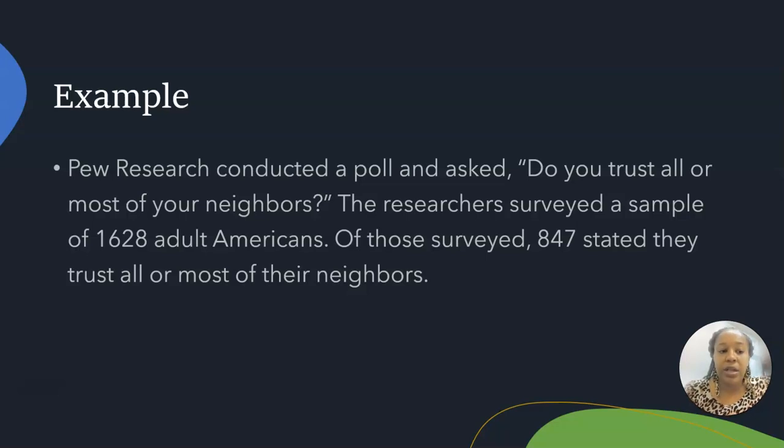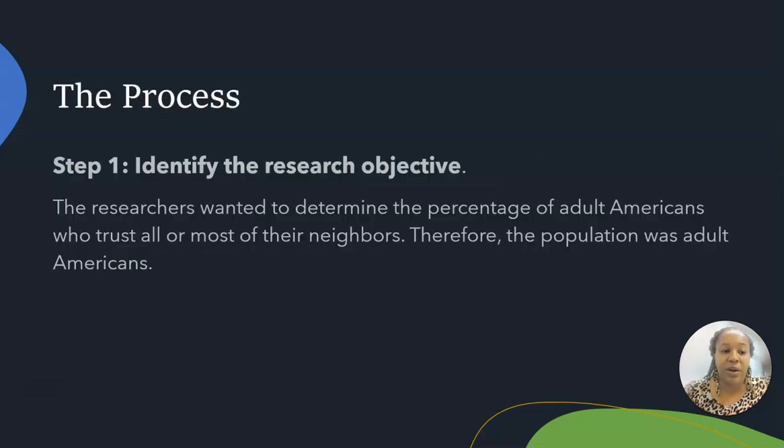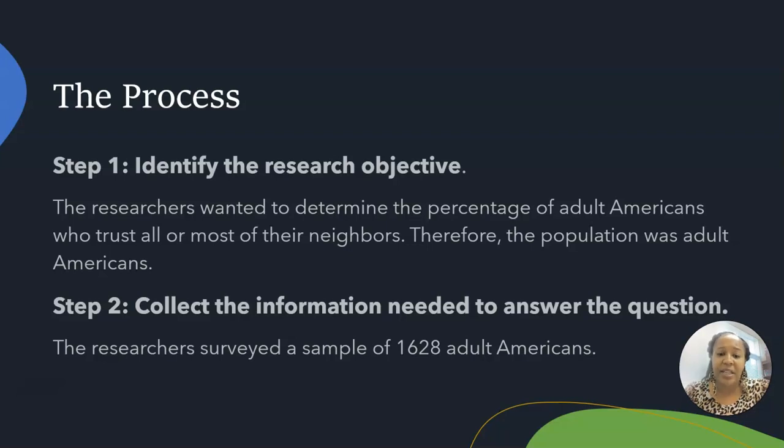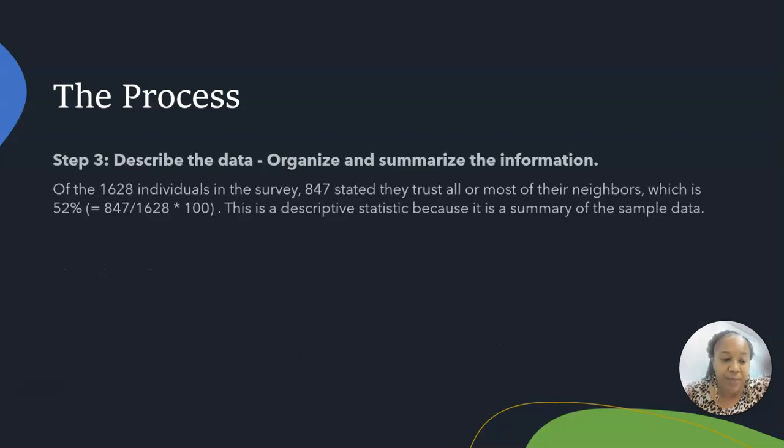All right. So this is the process. The first thing that they had to do was identify the research objective. And what they wanted to know is, do Americans trust their neighbors? Okay. Do you trust your neighbor? All righty. So the population was adult Americans. Second, they had to collect the information needed to answer the question. There's no way they could sample everybody, so they had to take a sample, which was the 1,628 adult Americans. And they asked them, do they trust their neighbor?